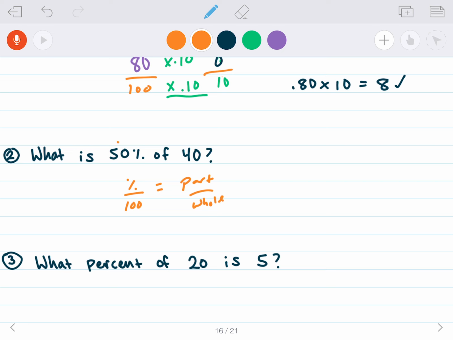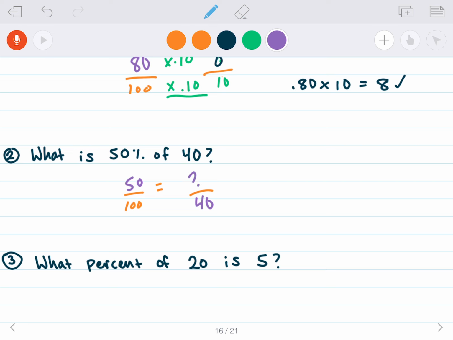So our percent is 50. We're trying to find out what 50% of 40 is. So I'll replace this with 50. And after of is the number 40, so that's going to be my whole. And I'm looking for my part. What is my part? So I'm going to replace part with a question mark.